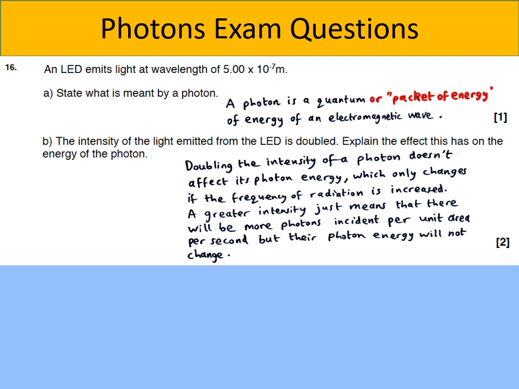The greater intensity just means that there will be more photons incident per unit area per second. Remember, intensity is power per unit area, and power, as we know, is energy per second. So a greater intensity just means more photons incident per unit area per second, but their photon energy will not change. Intensity will not have an effect on the energy of the photon.